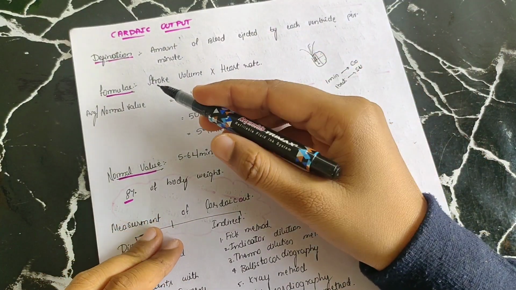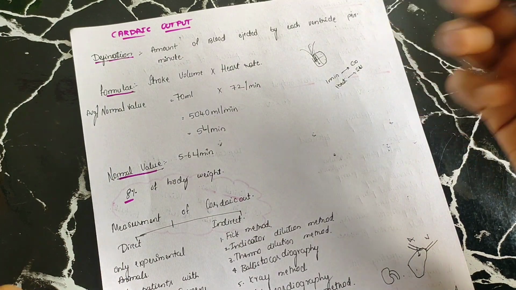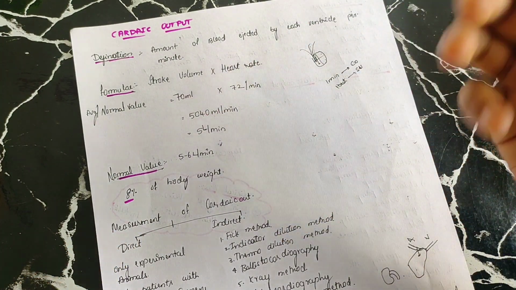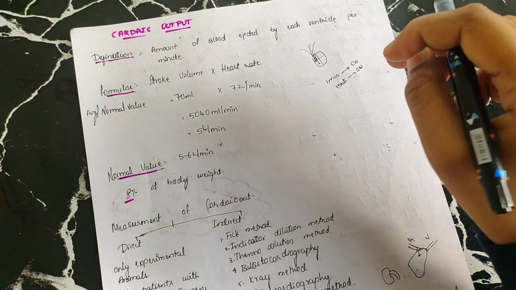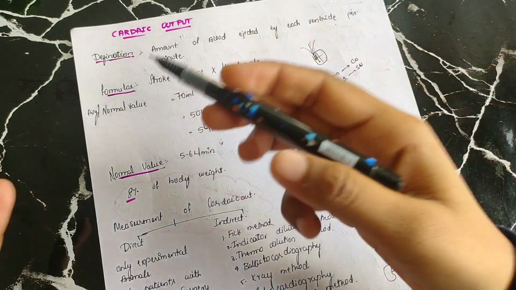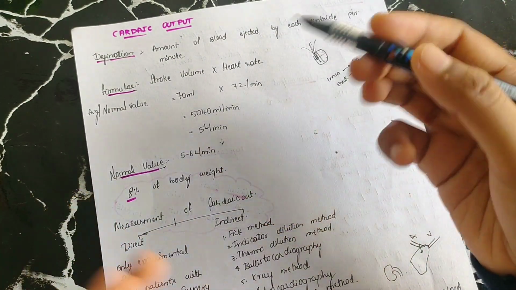So the formula for cardiac output is stroke volume into heart rate. How many times the heart beats in 1 minute is the heart rate, and the stroke volume is the amount of blood ejected by each ventricle in one beat. So number of beats into stroke volume will give the cardiac output. The formula for cardiac output is equal to stroke volume into heart rate.